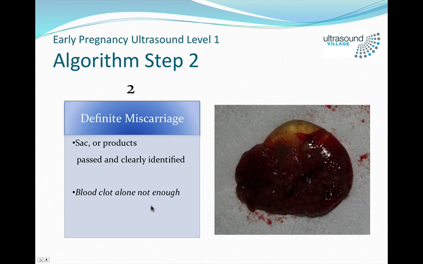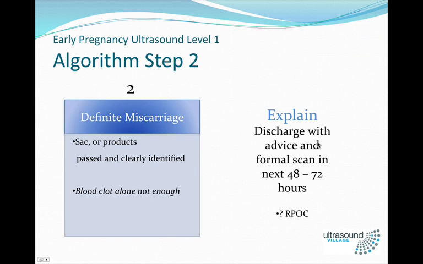So if they're a definite miscarriage, they can have it explained to them. It's sad. They should have normal future pregnancies. They can go home with advice, return if they get really heavy bleeding, if there are other concerns, evidence of infection, and then they can get a formal scan in the next 48 to 72 hours if it's indicated to look for retained products of conception.